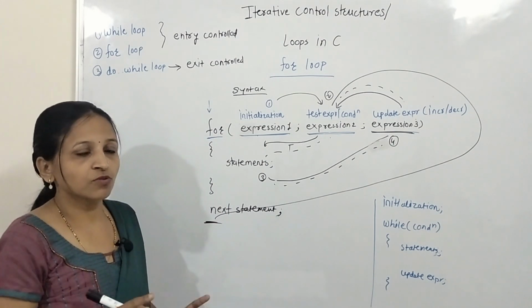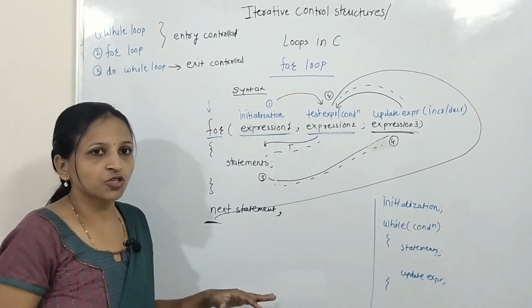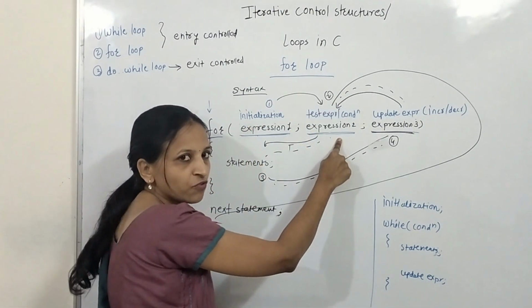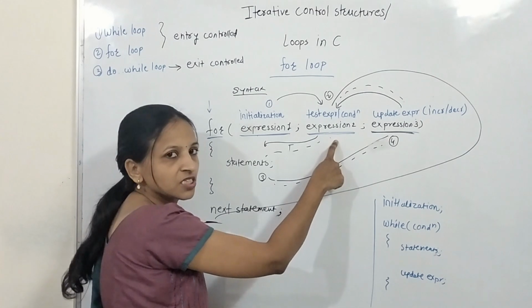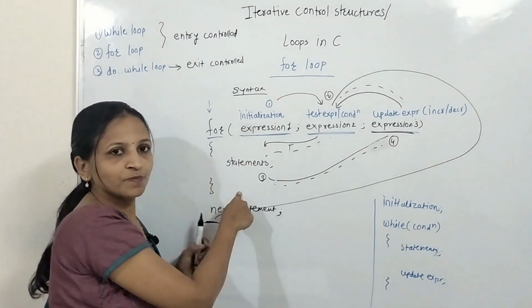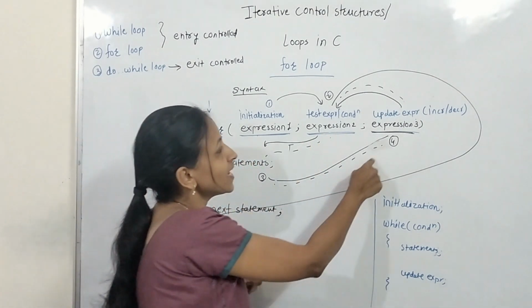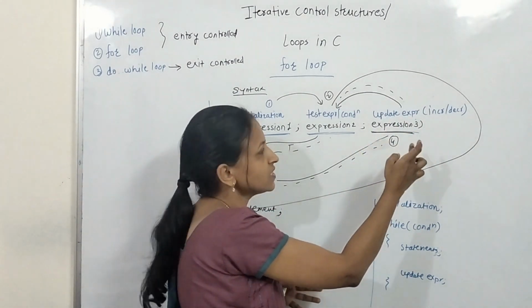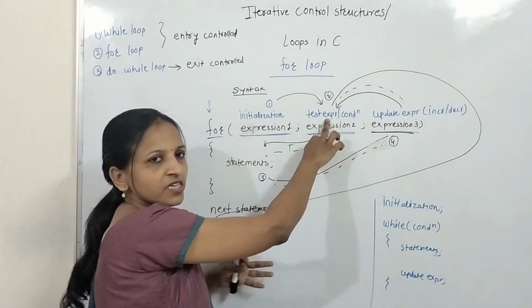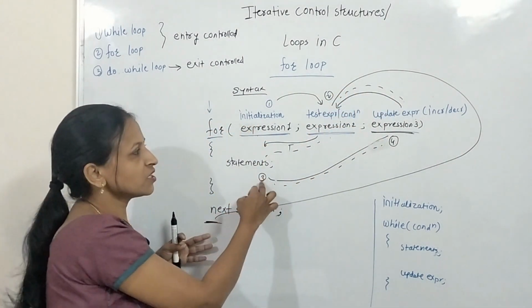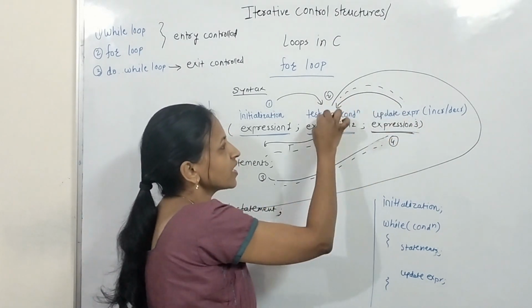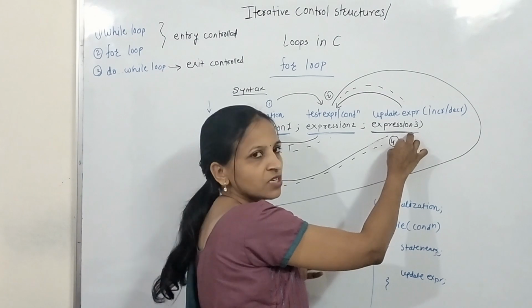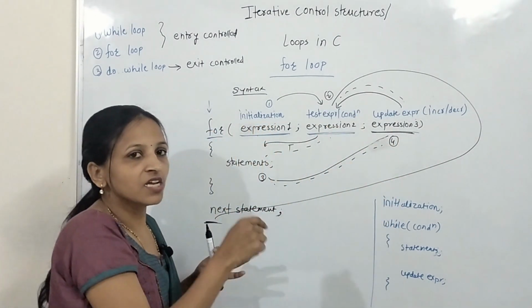Now I'm going to explain this again in short. First, the initialization will take place. After that the condition mentioned here will be checked. If the condition is true, the statements inside the for loop get executed. After that the update expression gets resolved, meaning whatever increment or decrement takes place. Then again check the condition, and if it is true, execute the statements and update the value of the counter, and check the condition again, as long as it is true.